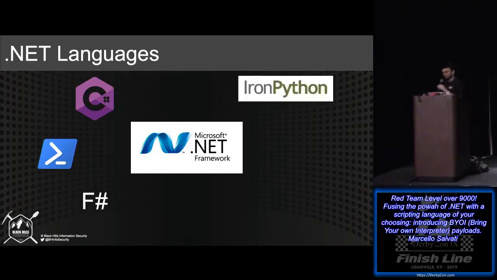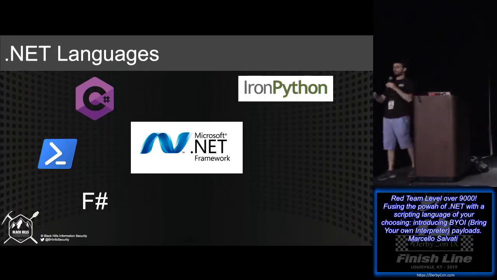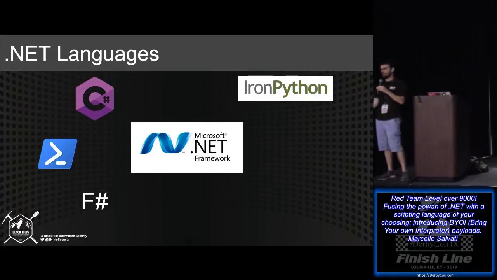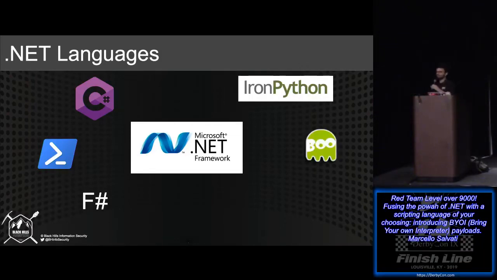But because it's a set of tools and infrastructure that you can use to build your own languages, there are a bunch of third-party .NET languages as well, like IronPython, for example. IronPython is nothing more than a Python implementation on top of the .NET framework, okay? So CPython, the normal Python, is built on C. IronPython is built on the .NET framework. So they're two completely different beasts. There's also Boolang. How many of you have heard of Boolang before? Okay, well, you guys don't count.